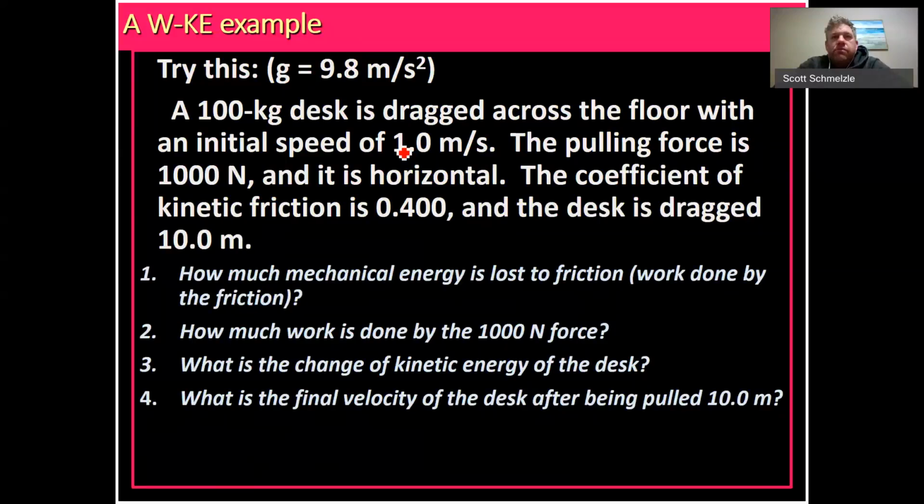All right. Pause it, give it a shot, see if you can do it. All right. So hopefully you tried it. If you didn't, that's fine too. Here we go. All right.